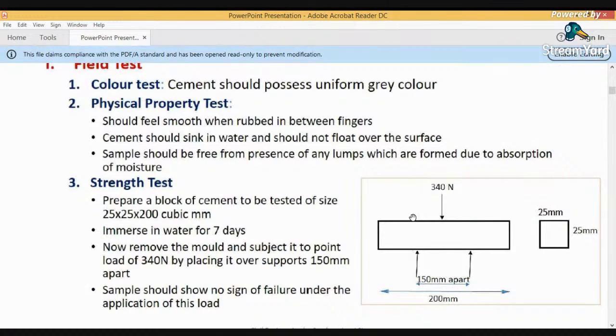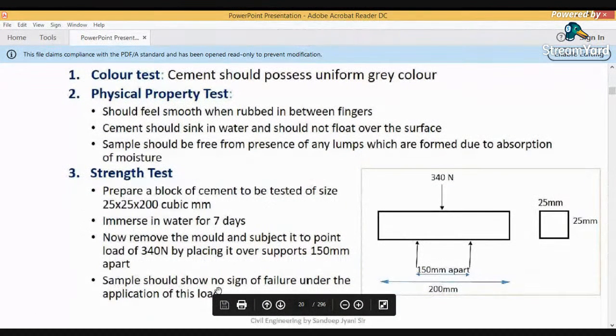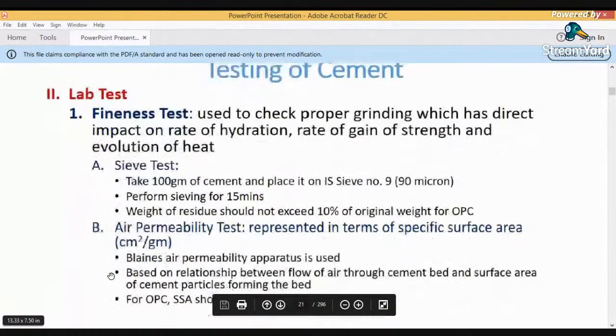In our job, our main objective is that when you apply the load onto this block, the block should not fail. The sample should not show any sign of failure under the application of the point load. That is the strength test. Then the lab tests are there.